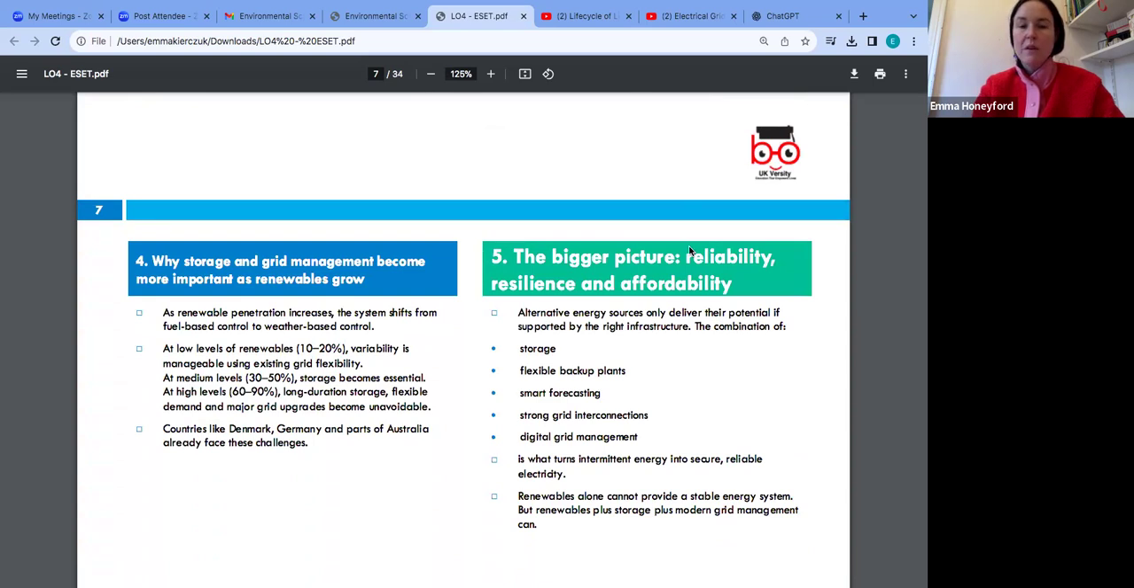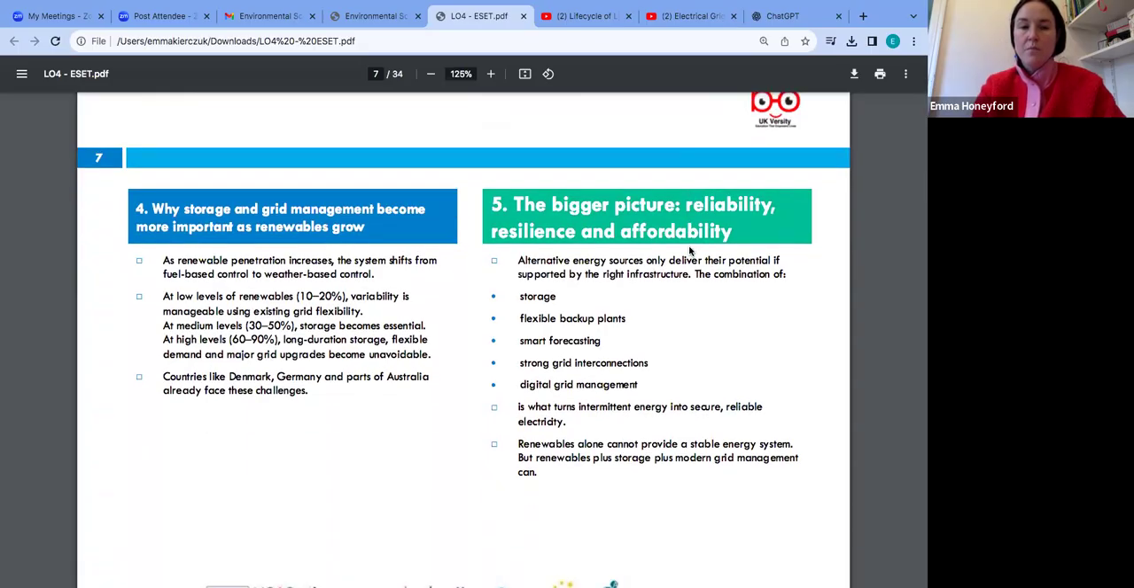So why is storage and grid management important as renewables grow? As renewable penetration increases, the system shifts from fuel-based control to weather-based control. So in making a move towards renewable energy, we are relying on weather systems. It's a great thing because it means that we don't have to rely on fossil fuels, but it's how we manage that that's the important thing in the transition for sustainable development.